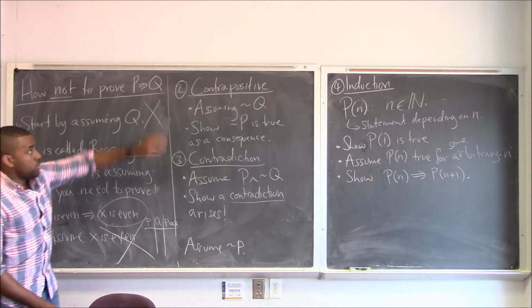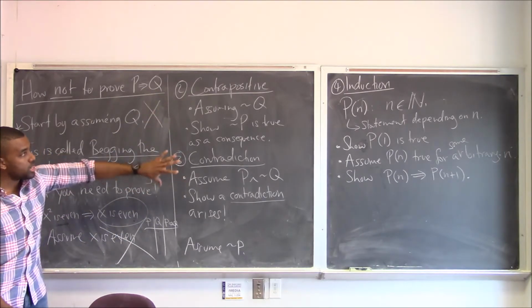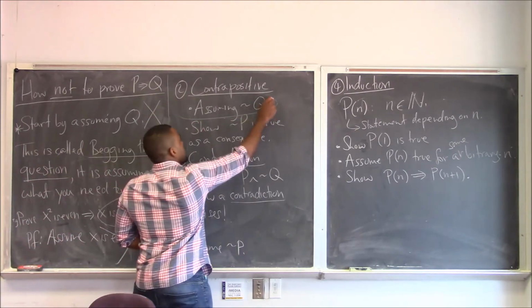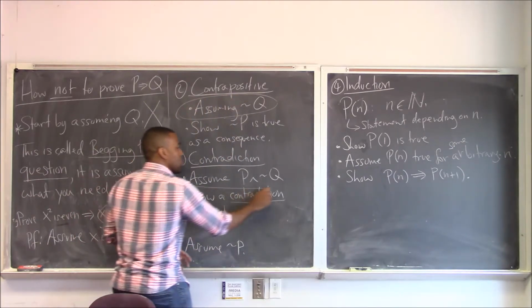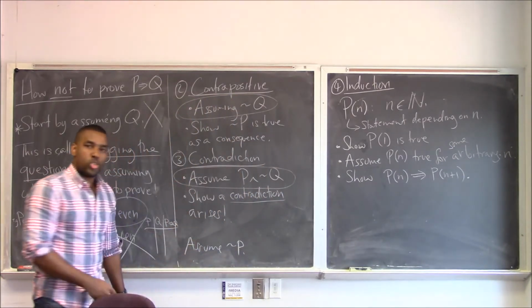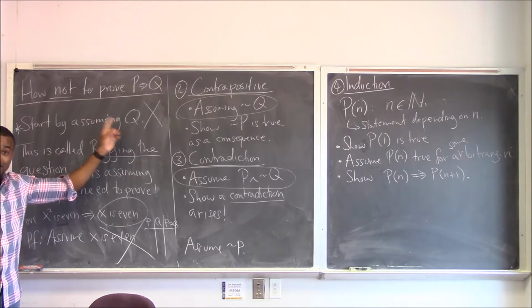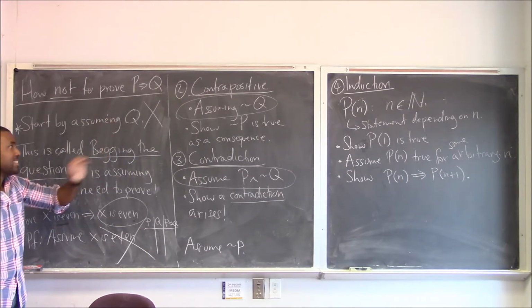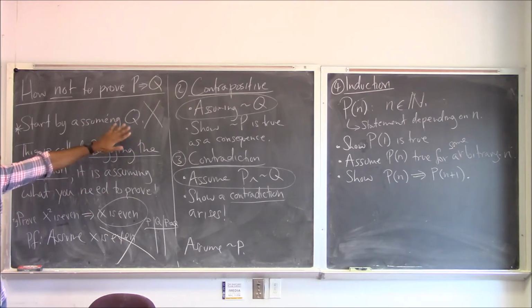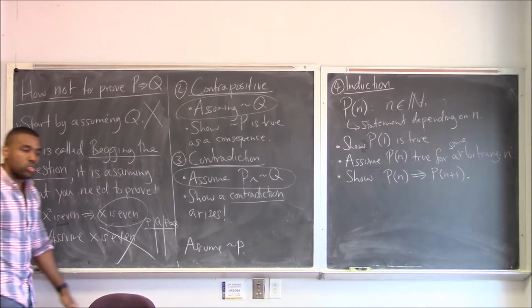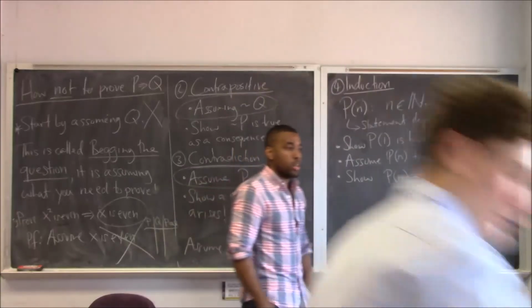So that's why when I listed these different proof techniques, I told you this is the first step. These are the things you're allowed to assume. Do not assume anything else, especially Q. This is a particular one that's very bad, in very bad taste, to assume. That's called begging the question. You never assume what you need to prove.